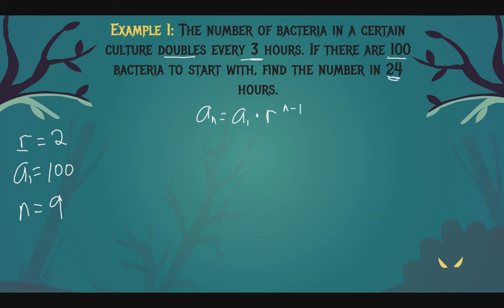So, ang hinahanap natin is a sub 9 kung ilan na siya sa loob ng 9 na oras. So, a sub 9 is equal to the first term which is 100 times common ratio is 2 raised to 9 minus 1. And what is 9 minus 1?